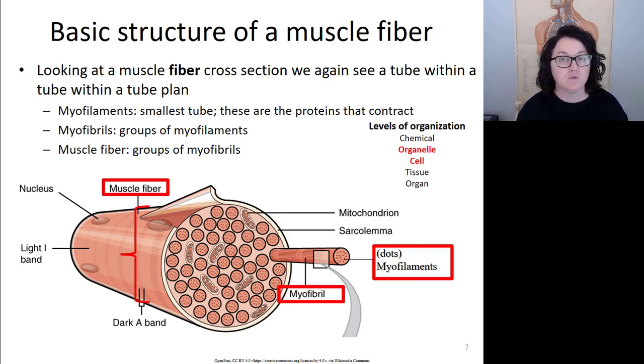Myofilaments are bundled into groups called myofibrils. You can think of myofilaments as being like sticks, and then you want to bundle your sticks together because it's easier to carry them. The bundle of sticks would be the myofibril. And so we have lots and lots and lots of these medium-sized tubes, these myofibrils, inside of the larger tube here, which would be the skeletal muscle fiber.